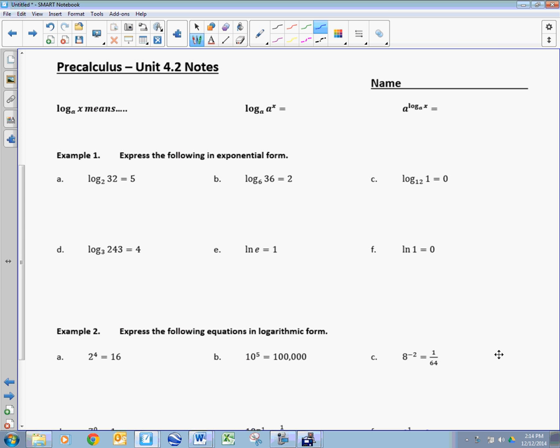All right, today we do logarithms. Log base a of x means a to what power equals x?